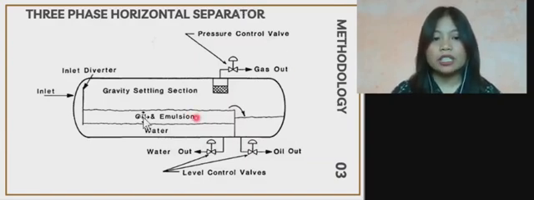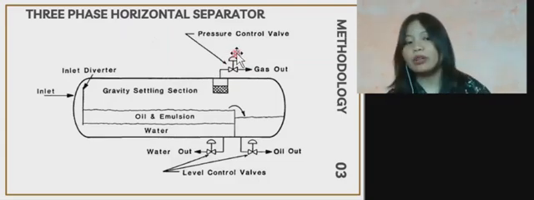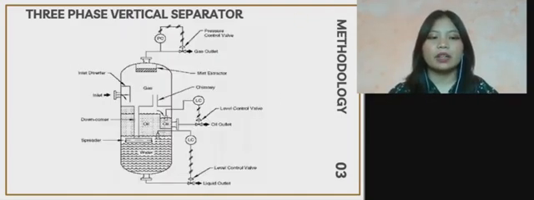The gas flows horizontally and exits through the mist eliminator or extractor to a pressure control valve, which maintains the constant vessel pressure. So that is how it works. So next is the three-phase vertical separator.